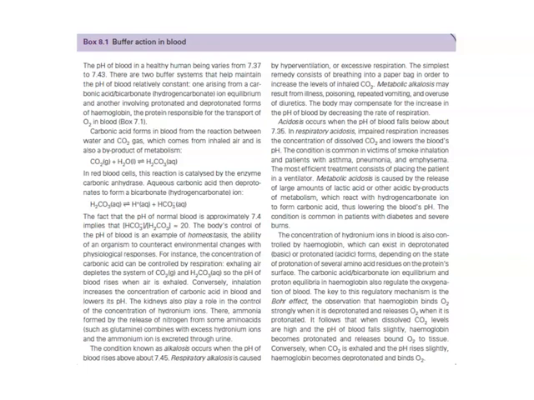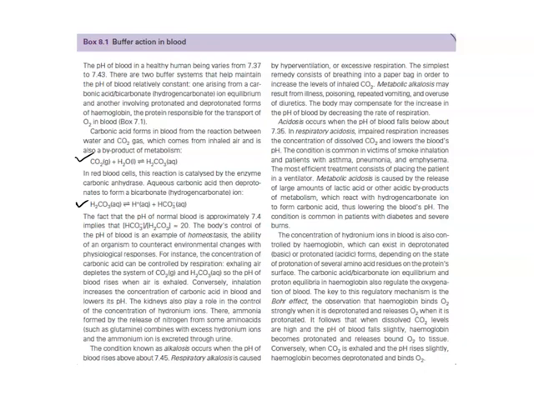So, carbonic acid forms in blood from the reaction between water and CO2 gas, which comes from inhaled air and is also a byproduct of metabolism. In red blood cells, this reaction is catalyzed by the enzyme carbonic anhydrase. Aqueous carbonic acid then deprotonates to form a bicarbonate ion, as shown here. The fact that pH of normal blood is approximately 7.4 implies that the ratio of the conjugate base to the acid is approximately 20.